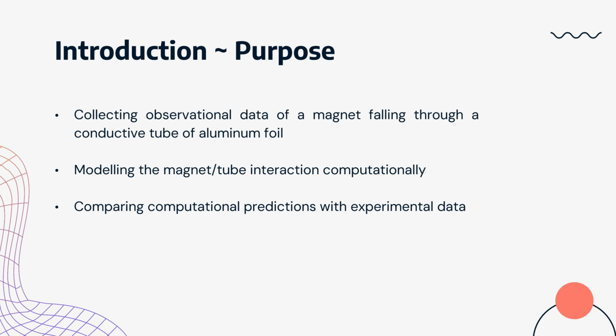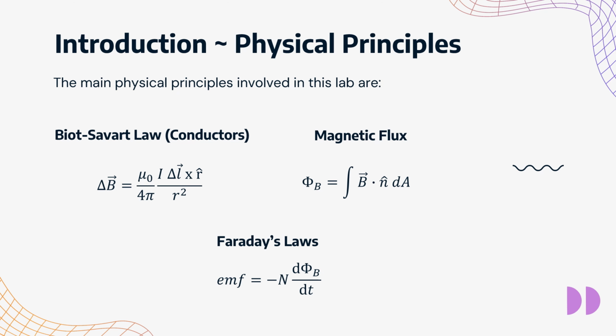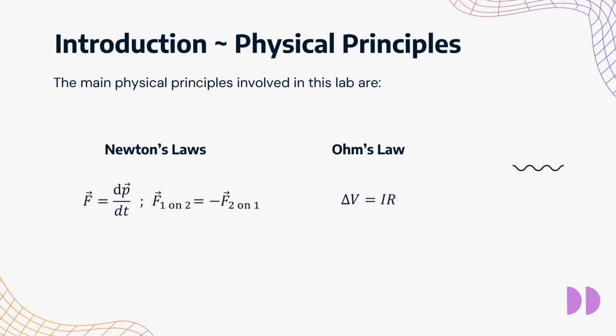The purpose of this lab is collecting observational data of a magnet falling through a conductive tube of aluminum foil, modeling the magnet or tube interaction computationally, and comparing computational predictions with experimental data. The main physical principles involved in this lab are the Biot-Savart law for conductors, magnetic flux, and Faraday's law, as well as Newton's laws and Ohm's law.